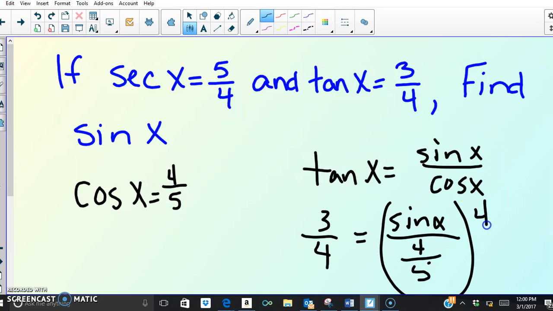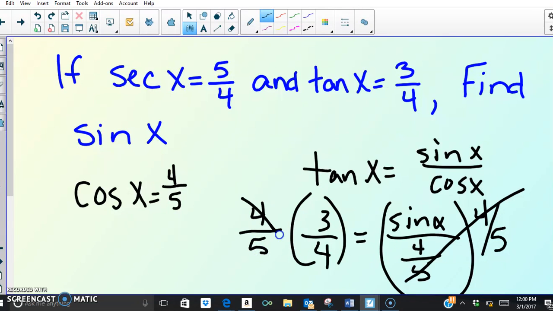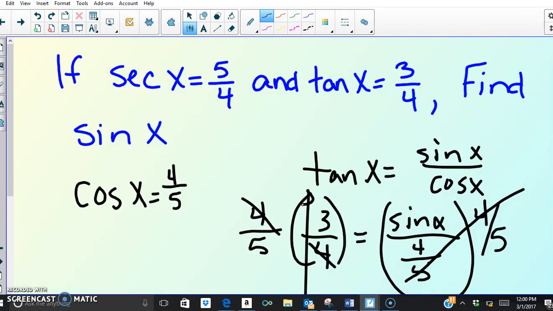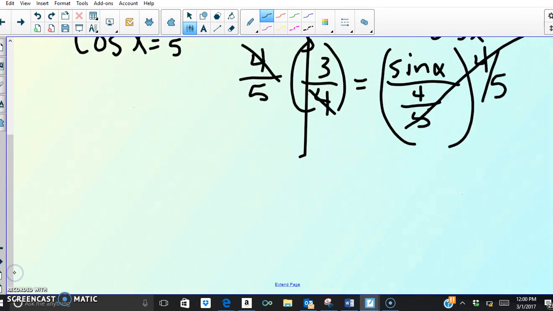Once again, I'm just going to multiply by 4/5 so I can get rid of that. I have a 4 in the top and a 4 in the bottom, so those cross out. So 3, ooh, I don't know what just happened there. Sorry, guys. 3/5 is going to equal sine x, and that's what it asked us for.